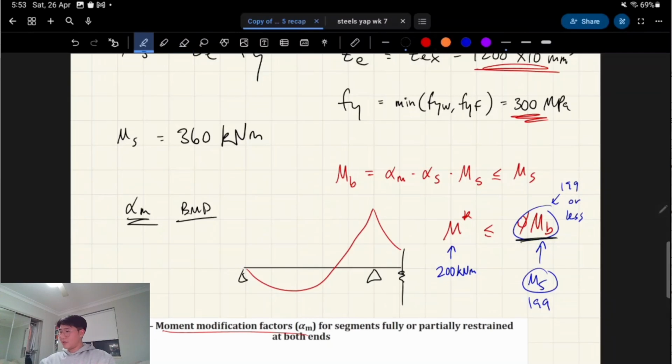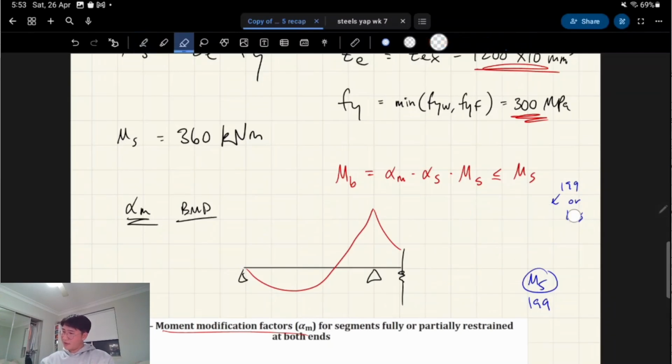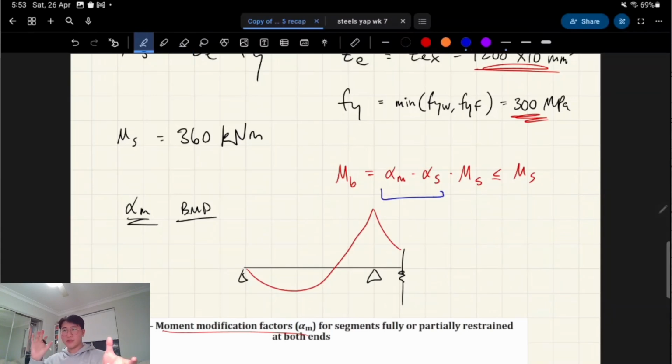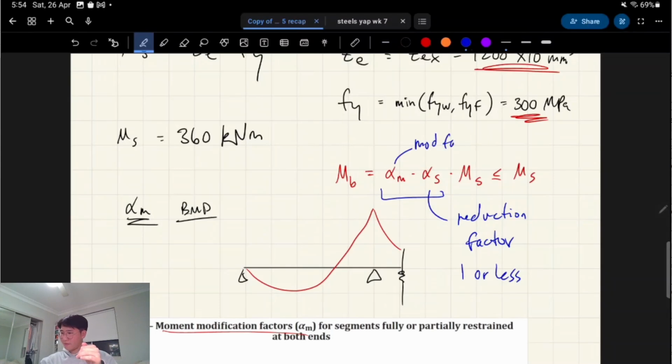Okay. So anyway, with that said, we're looking to find MB. MB is based on these two multiplicative factors with MS, right? This is a reduction factor. So when you hear the word reduction factor, that means it will only ever be 1 or less, right? The thing about alpha M is it's a modification factor. Modification factors imply that it could be less than 1, it could be 1, or it can be greater than 1. So it could be any of those.